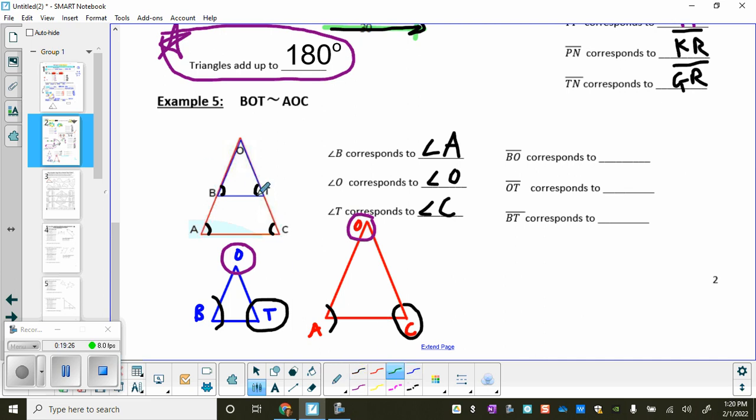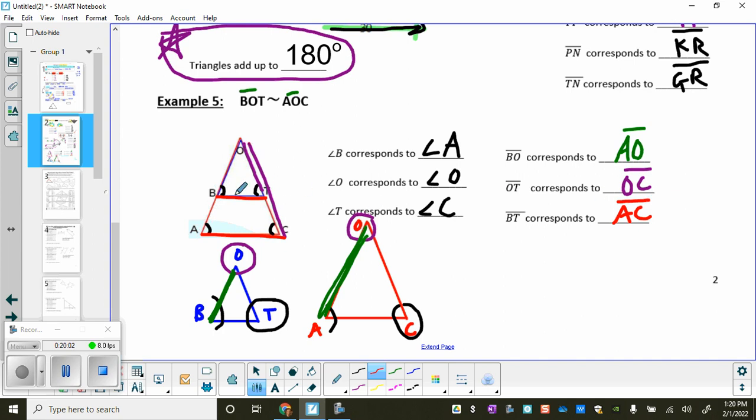All right. Now if we're talking about this side over here in green, B to O, then we're talking about this side, A to O. And again, BO is right here, and then AO is right there. Now if I want OT, I'm talking about this side. So OT got larger to be OC. And then the bottom line here, from B to T, is now down here A to C.